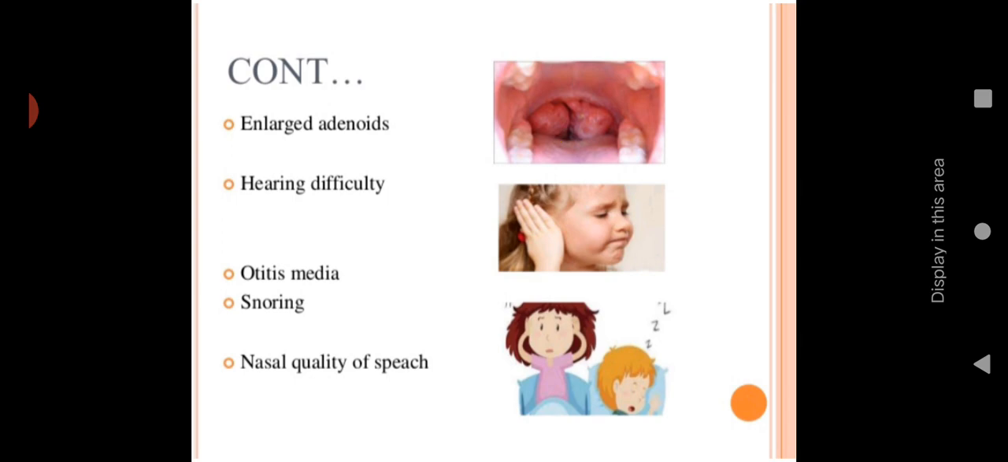So this is the inflammation. Then hearing difficulty, because the enlargement of the tonsils may affect the ear. Then otitis media: the infection can spread to the ear through the eustachian tube. The eustachian tube opens into the nasopharynx, so the infection of the tonsils can spread to the middle ear through the eustachian tube.